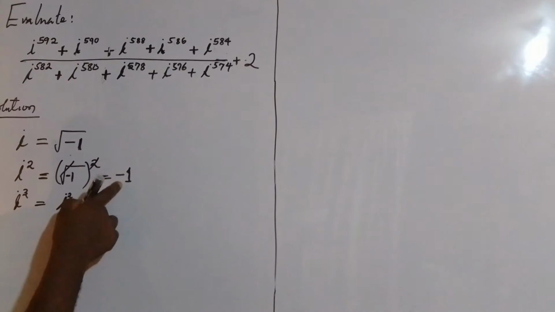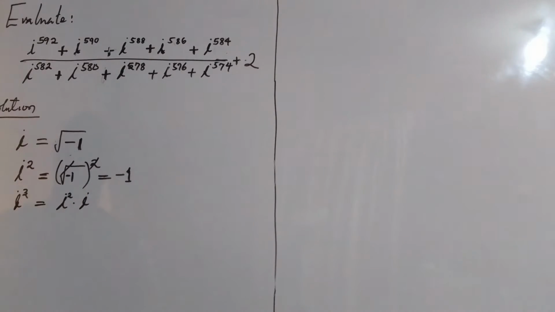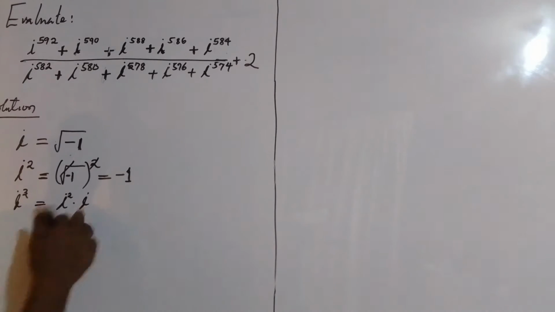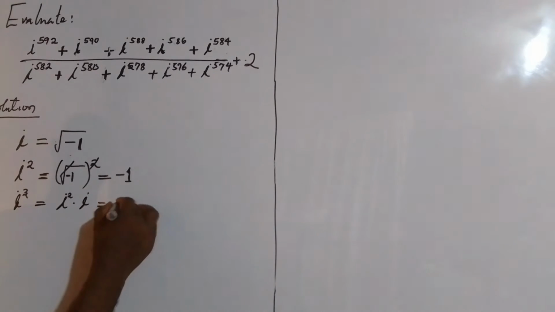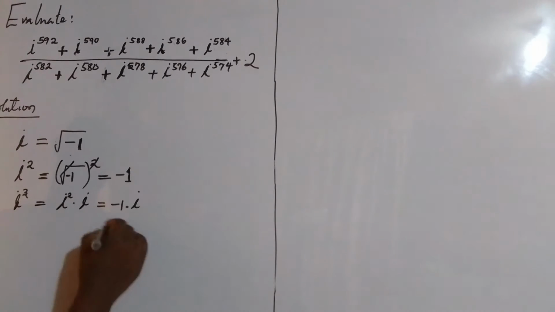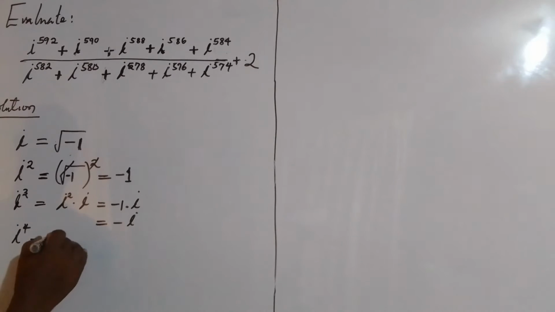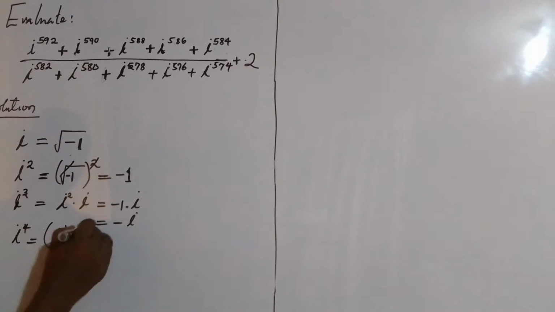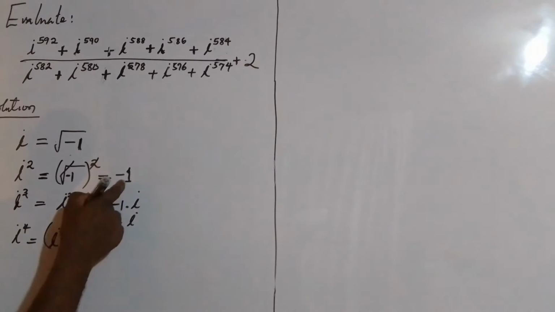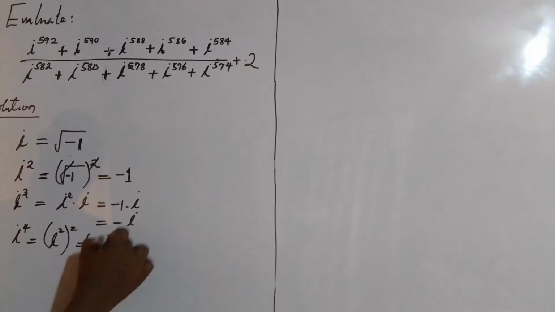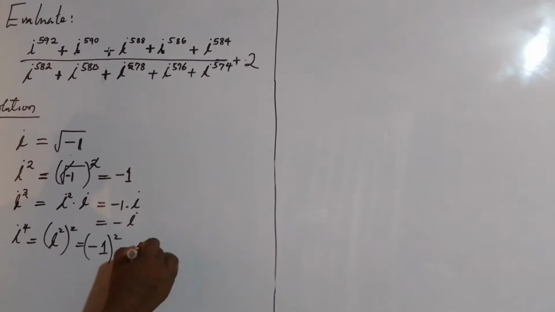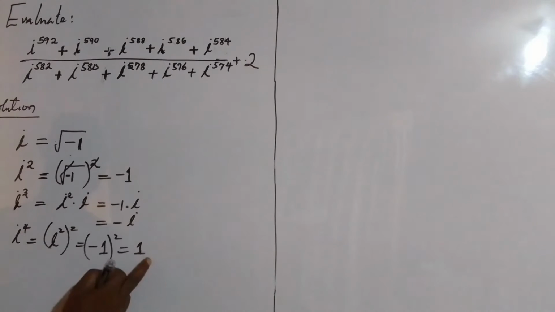Of course, i squared is minus 1, and i is the square root of minus 1, which we can also just represent as i. So this will mean minus 1 times i, which means minus i. What about i to the power of 4? This is the same thing as saying i squared to the power of 2. i squared is minus 1, then when you square that, we are going to get 1. So this is very important in tackling this problem, because i to the power of 4 is 1.